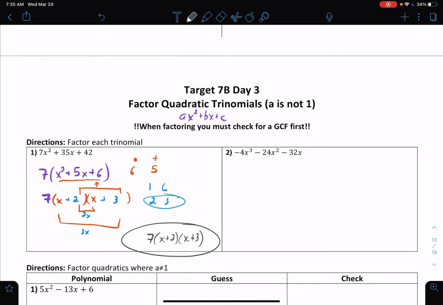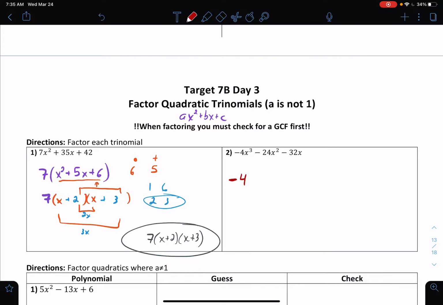All right, what about number 2? We've got negative 4x to the third minus 24x squared minus 32x. So before we even try to start to factor, first off, this isn't a quadratic, so I cannot jump straight to these parentheses. Instead, we need to look for a greatest common factor. Well, the first thing we see is negative, so I need to factor out a negative. Then we've got 4, 24, and 32. Well, 4 goes into each of those.